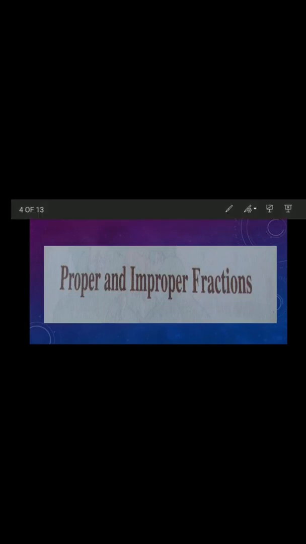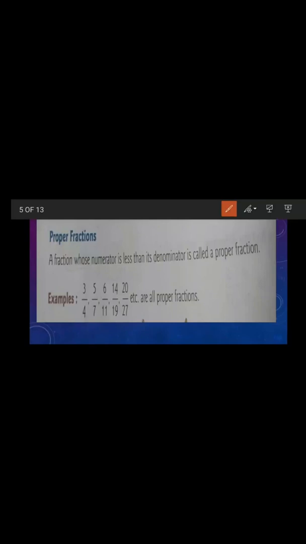Now we will study what are proper and improper fractions. A fraction whose numerator is less than its denominator is called a proper fraction. To understand this line, let's take one example. Here we have 6 upon 7. Here 6 is less than the denominator, so the given example is a proper fraction, because according to the statement, if the numerator is less than the denominator, then the given fraction will be a proper fraction.